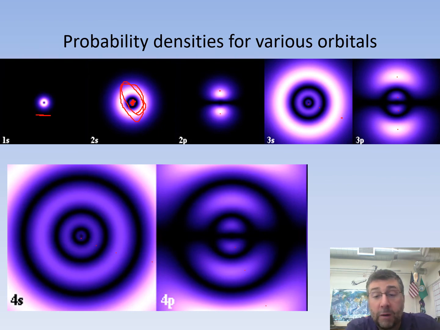By the way, there's no 1p. The 1s is too small to hold a p. So the first set of p orbitals happens only in the 2s level, or that second shell, that second distance from the nucleus.